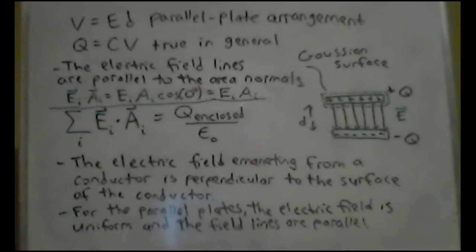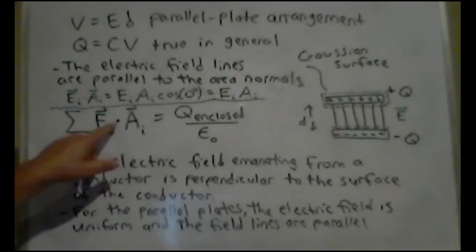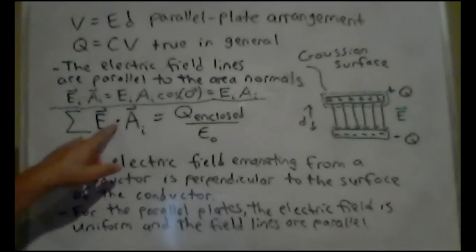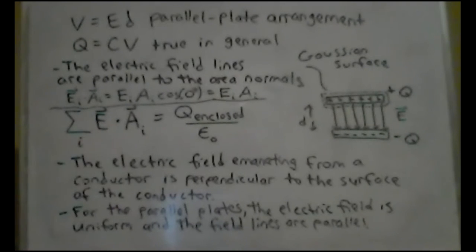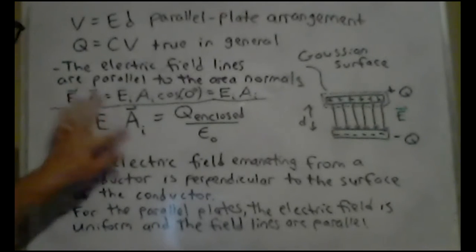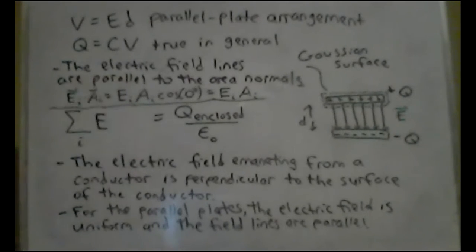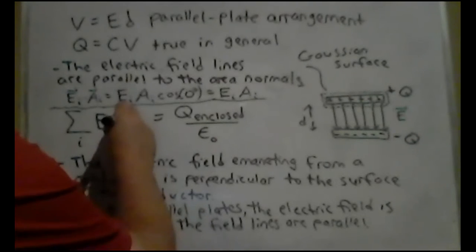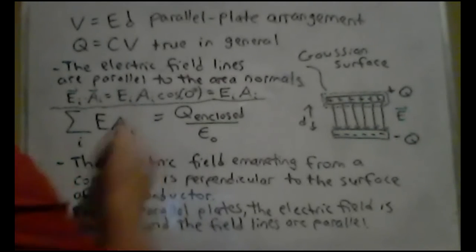First of all, I know that all the electric fields are the same. I can pull this E off. Everywhere you look, the electric field emanating from the surface of the top conductor is going to have the same direction and the same magnitude. I can also write, instead of E dot A sub i, E times A sub i.